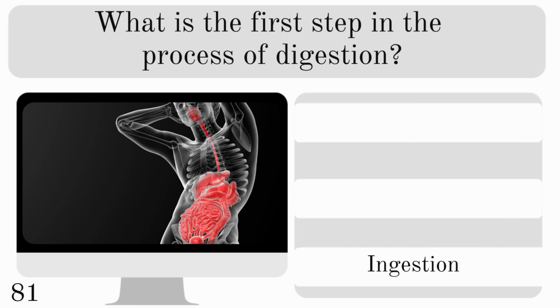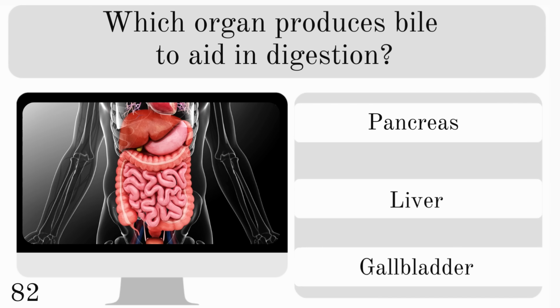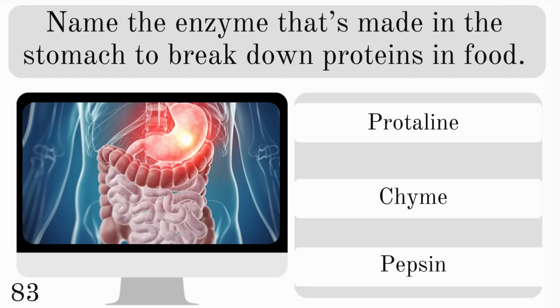And it is ingestion. Which organ produces bile to aid the digestion? The pancreas, liver or gallbladder? And it's produced in the liver. Name the enzyme that's made in the stomach to break down proteins in food. Is it proteolin, chyme or pepsin? And it is pepsin.